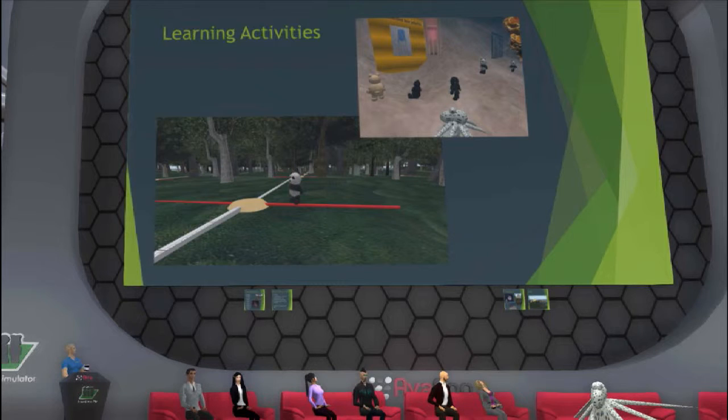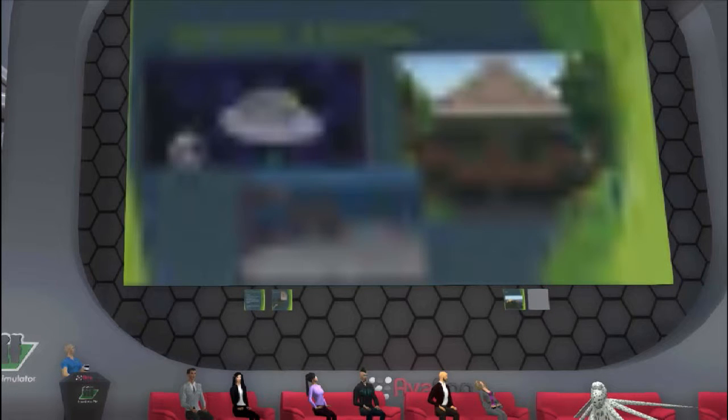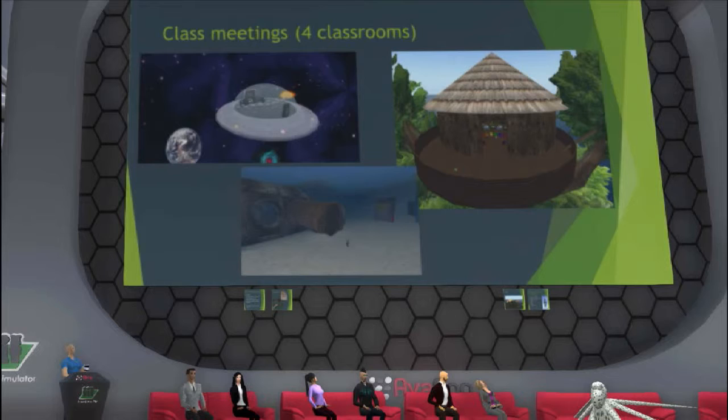One of the things that we found is they actually like learning in the virtual world. They think it's exciting, they think it's fun, and so that's something that is really interesting. These are a couple of the learning activities that we have. We're presenting this afternoon at 1:30, and so I didn't put a whole lot of the learning activities in here so that Elsie can talk some more about that.